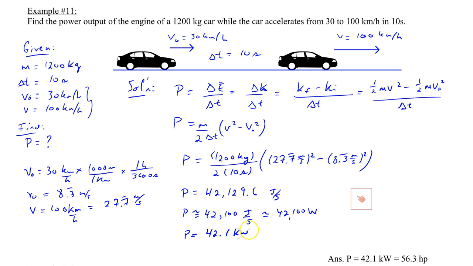And you can see over here the answer is also listed in horsepower. If you were to convert this to horsepower, you would use 1 horsepower all over 746 watts, which gives you about 56.5 horsepower. I'm not sure which one is the more correct answer here, but they're both close enough anyway.